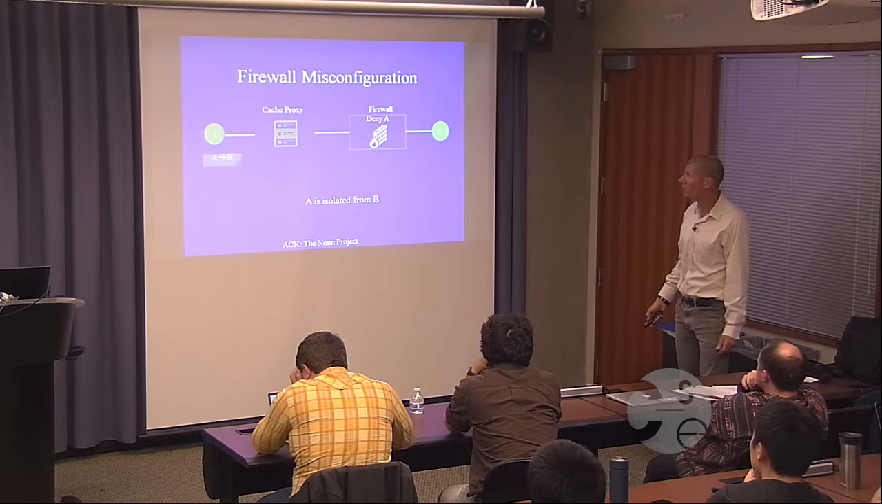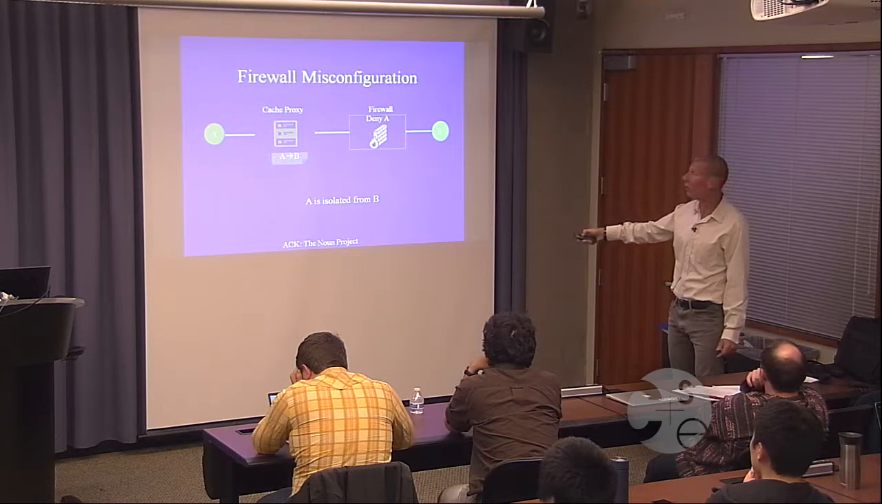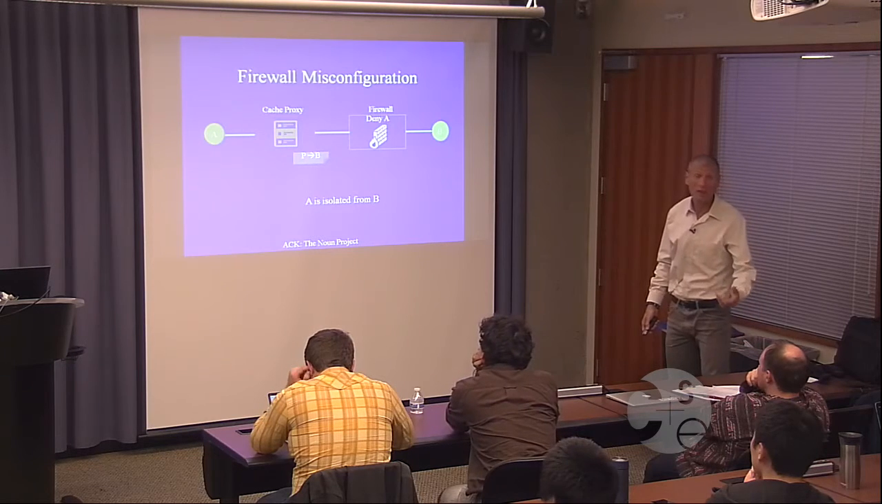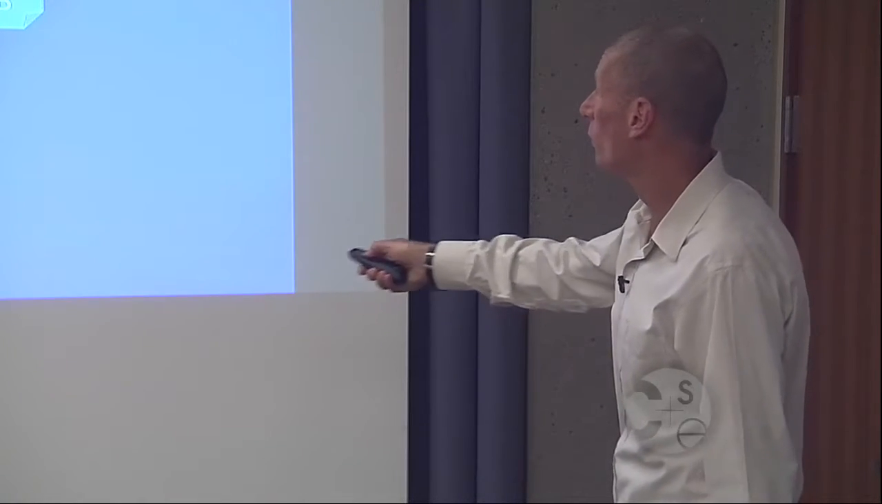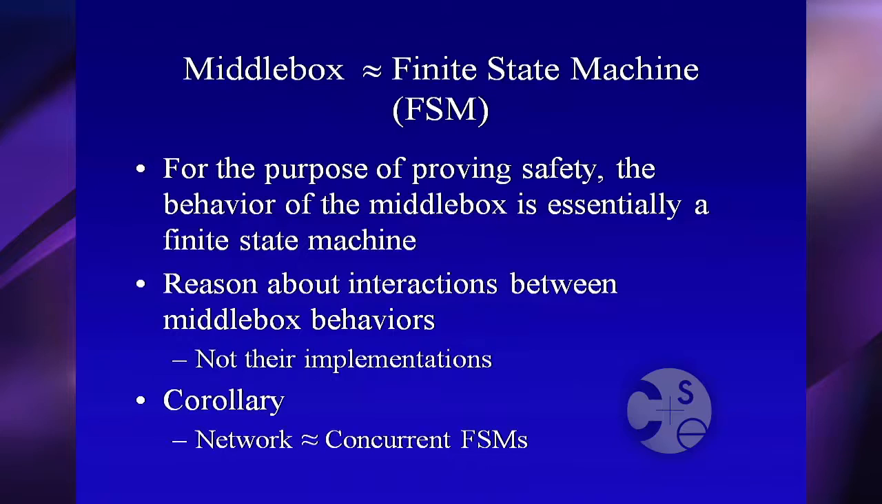Because when A goes to B, the cache proxy has to remember the source, so it rewrites the source address, because it has to remember how to return to it. As a result, the packet from node A arrives at node B. So this is the kind of bug that we want to check about.